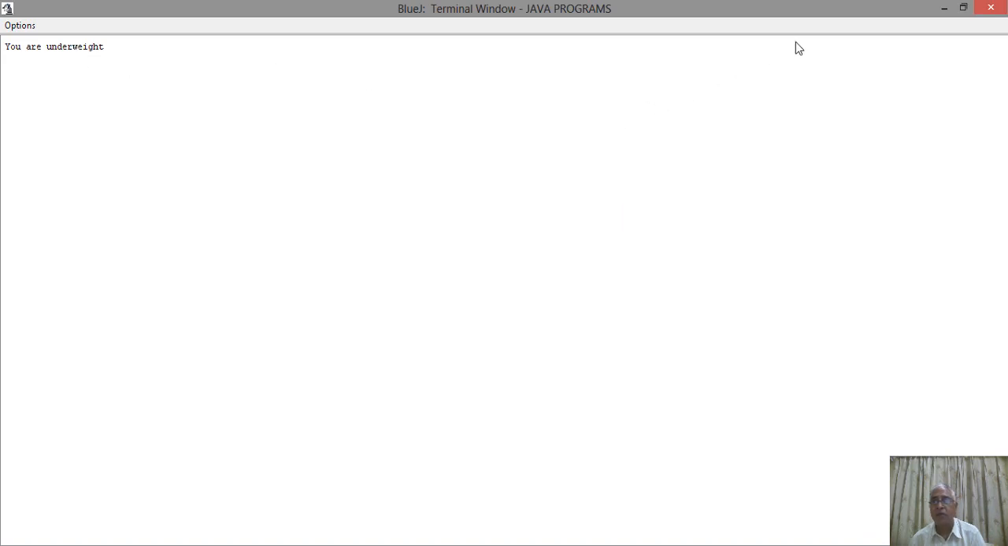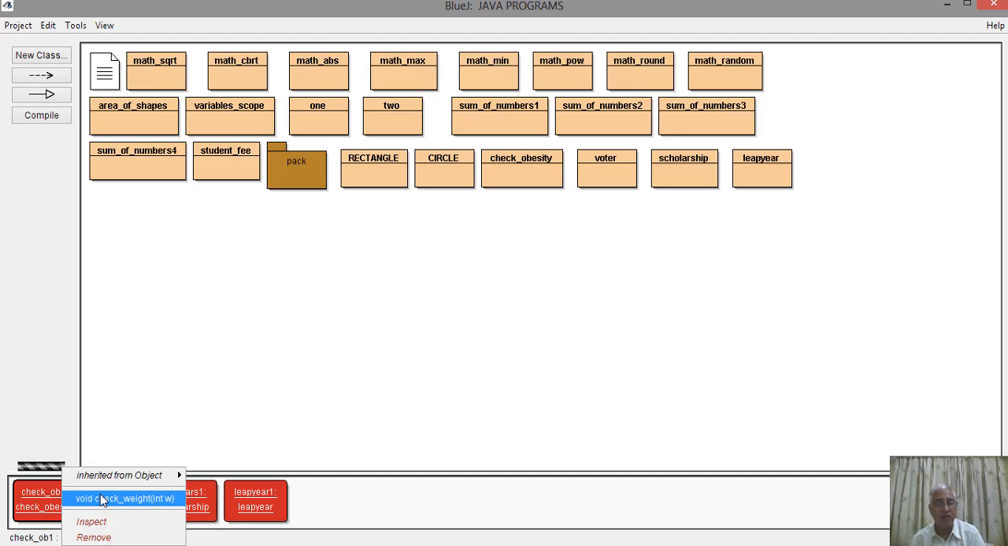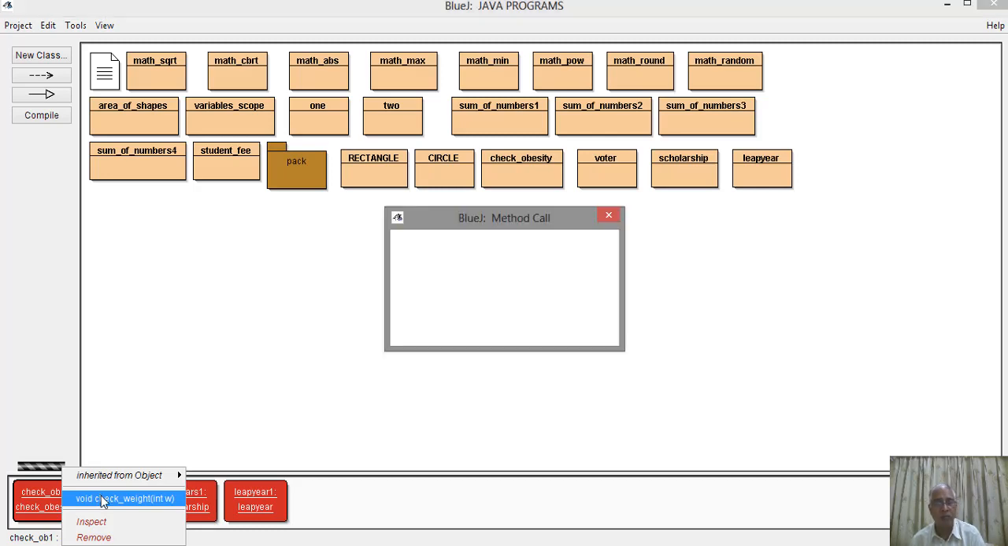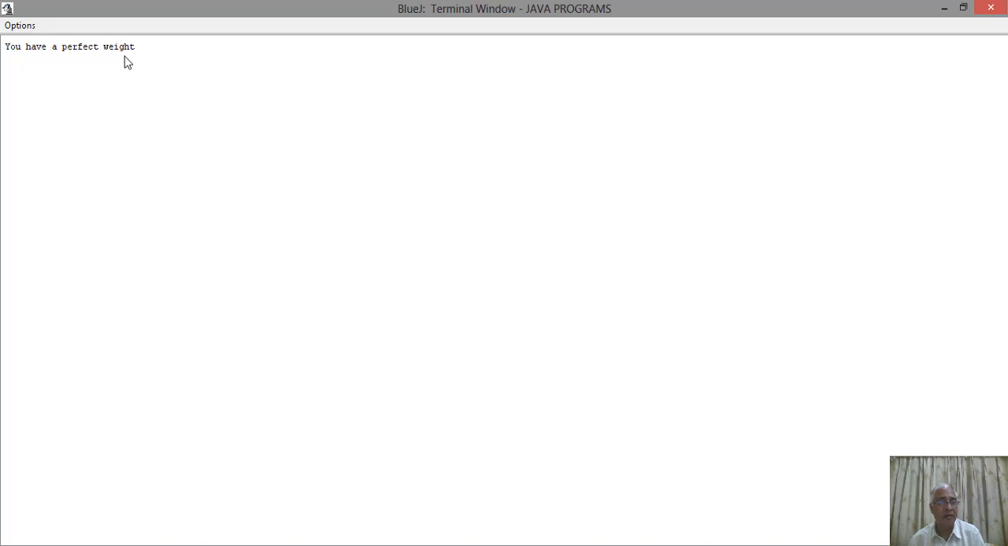Okay, now we close this. We again run this program, because to check multiple conditions we have to give multiple data inputs. Now we will check for the perfect weight. Now perfect weight was between 45 and 70. So we will give, suppose, 49. So it will say you have a perfect weight.